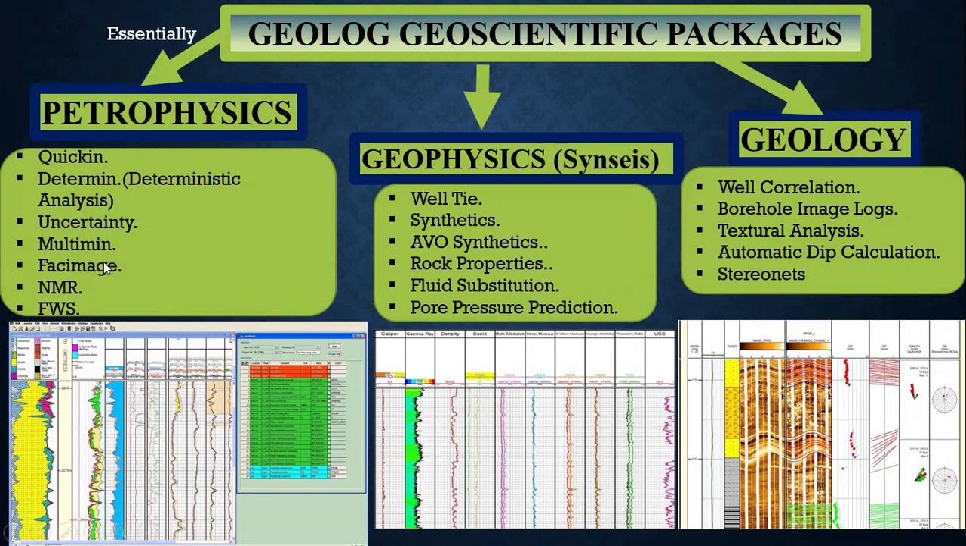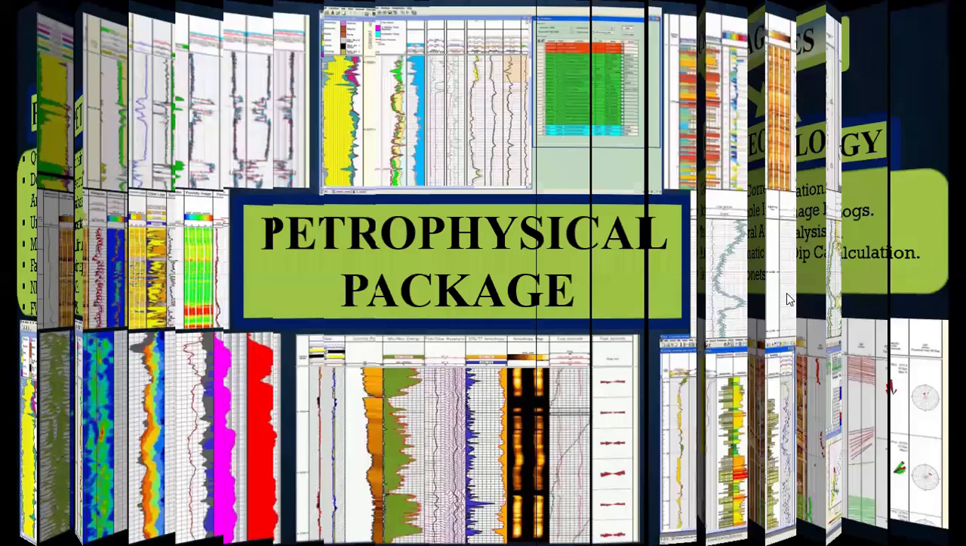The Fissure image module for image processing and interpretation, and for electrophysics extraction, the nuclear magnetic resonance and the full wave sonic modules. Regarding geophysics, we have, for example, the well-time module, the synthetics module, the amplitude versus offset synthetics, the rock properties, fluid substitution, or pressure prediction. Regarding the geological package, we have well correlation, whole image logs, textural analysis, automatic dip calculations, and the stereo nets.